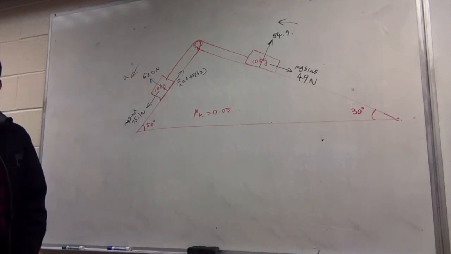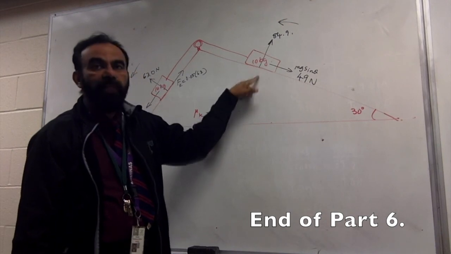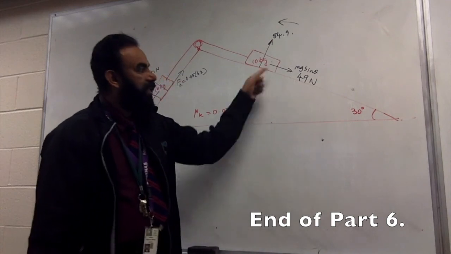Student: How did you get 49 newtons for the mg sine theta? Teacher: 10 times 9.8 times sine 30. Why would you use sine for that? That's the downward component.